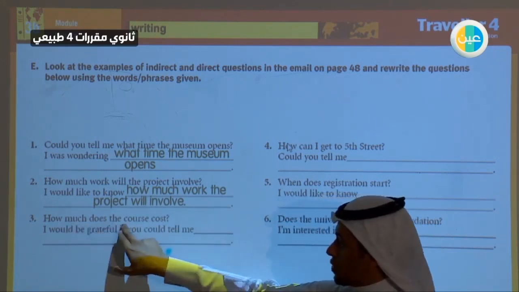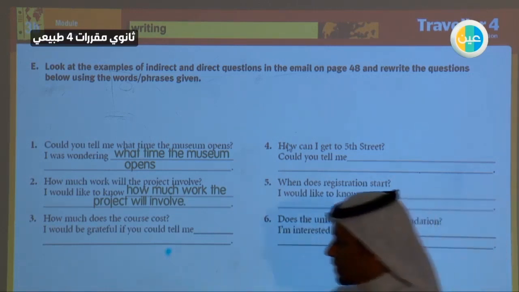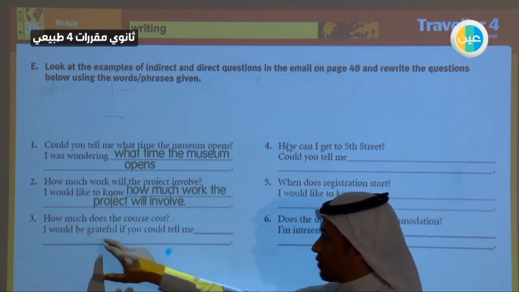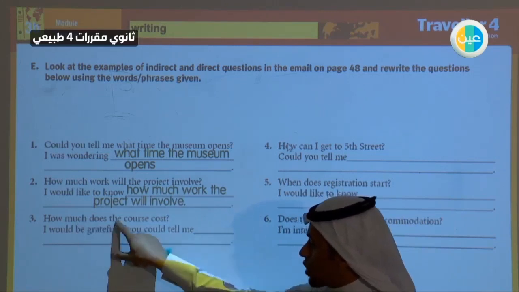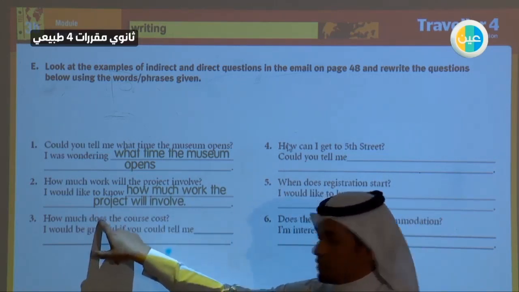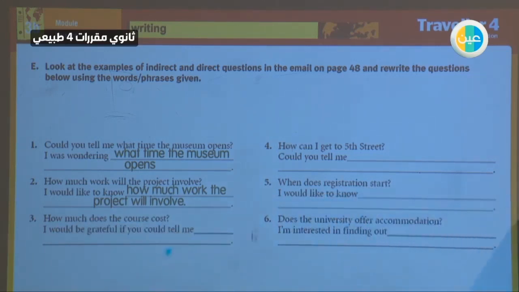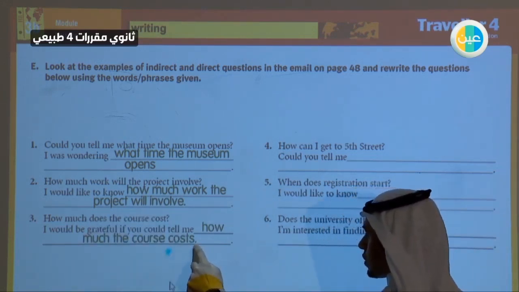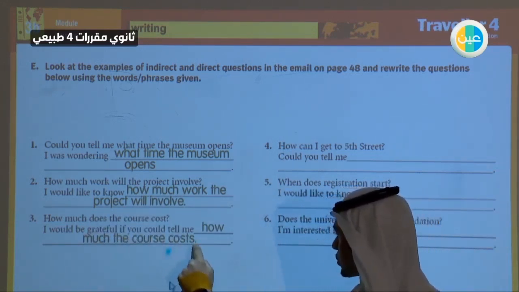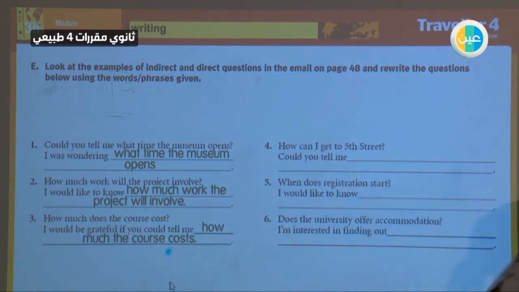3, how much does the course cost? How much money do I have to pay for this course? So I would be grateful if you could tell me how much the course costs. We don't use does in an indirect question: how much the course costs. So we replaced does with an s on the verb. We didn't involve does, but we added s.